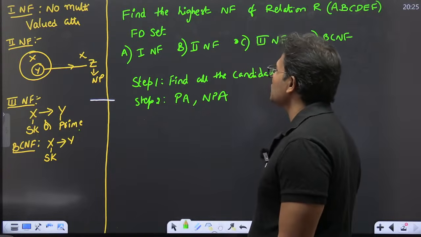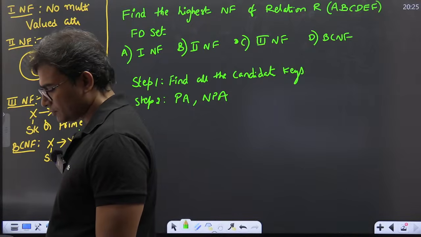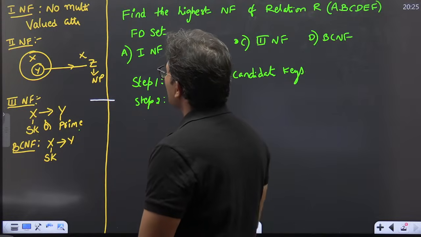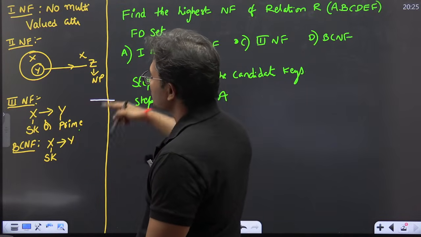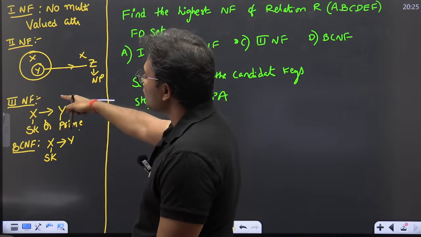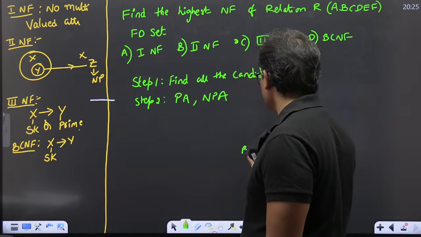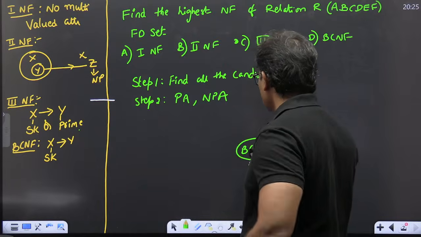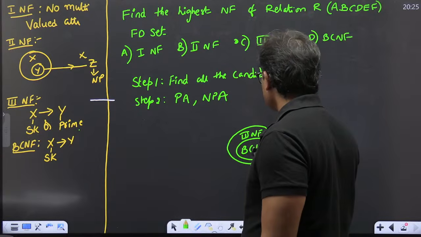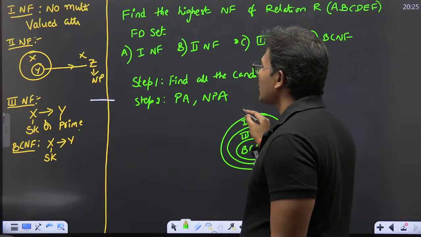When finding the highest normal form, it is always better to start from the highest. So start with BCNF first. If BCNF is true, then it is also in third normal form, second normal form, and first normal form. BCNF is the highest, then third normal form, then second normal form, and then first normal form.